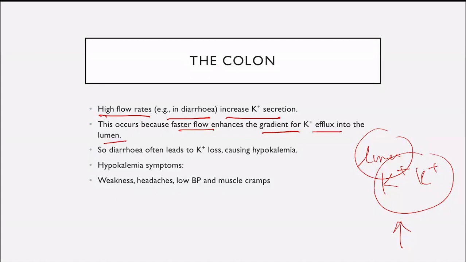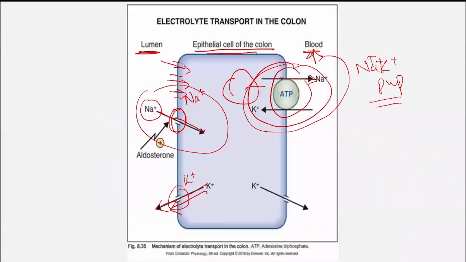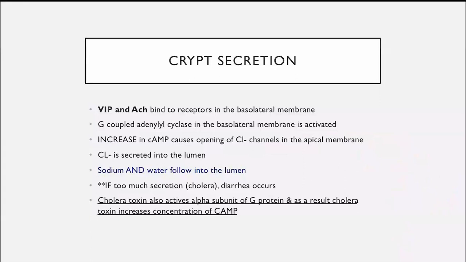So if somebody comes to the clinic with weakness, headaches, low BP, muscle cramps, one of the potential causes could be hypokalemia. I hope this is clear. Then we'll move on to crypt secretion.